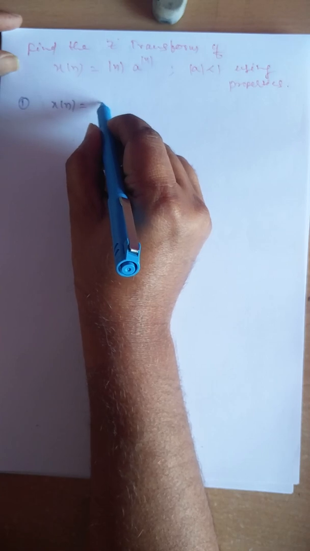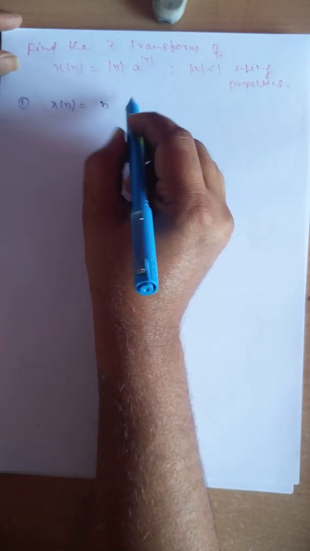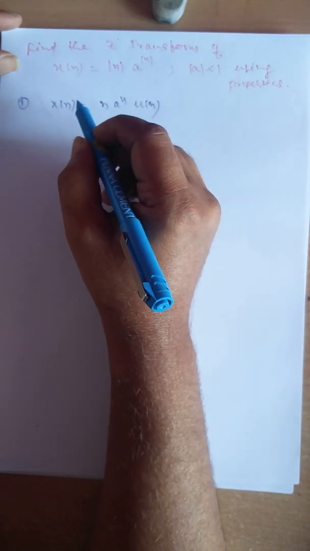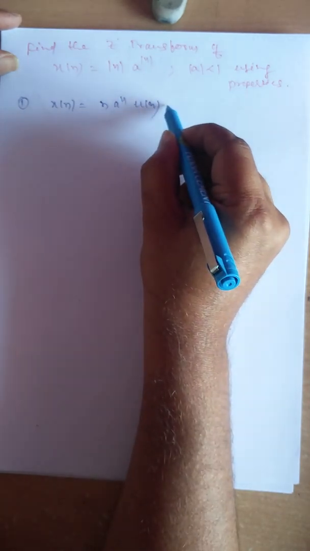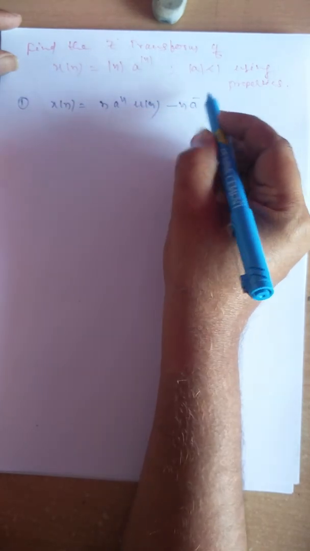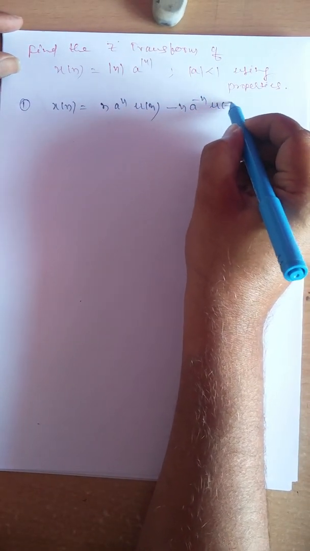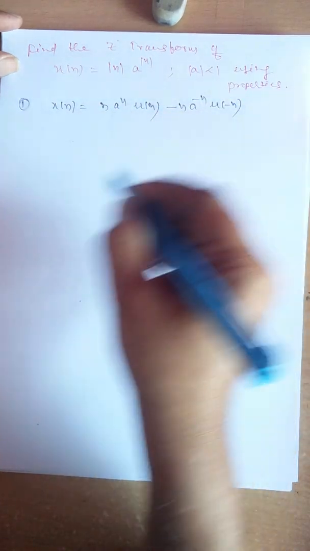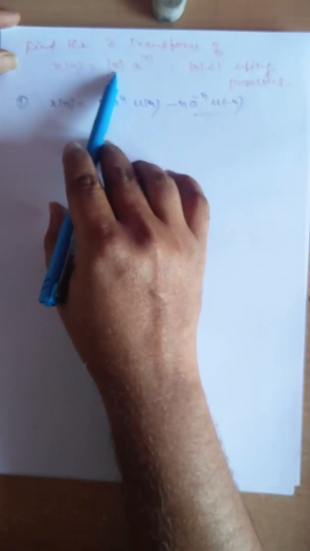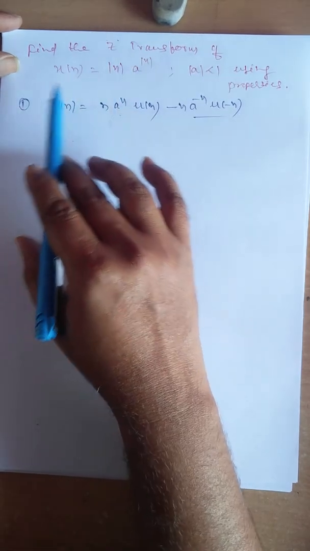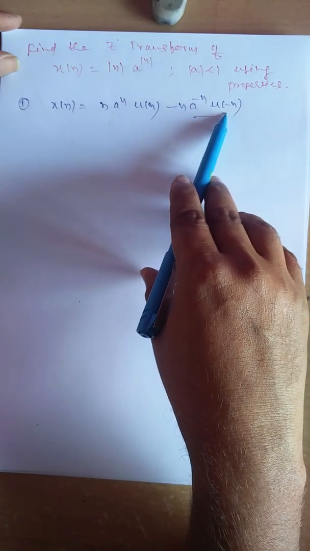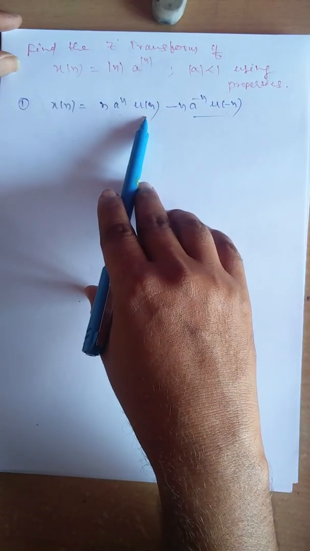First, when n is positive, this is a to the power of n into u of n, that is the right sided sequence we'll get when n is positive. When n is negative, it will become a to the power of minus n into u of minus n. This is at the left hand side, this is at the right hand side. This is the first step we need to do when you have modulus of n. For a negative sequence, modulus of n will become minus n. A negative sequence is represented as u of minus n, whereas a positive sequence is represented as u of n.